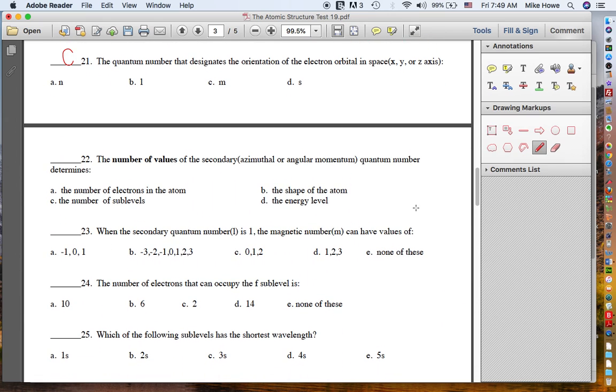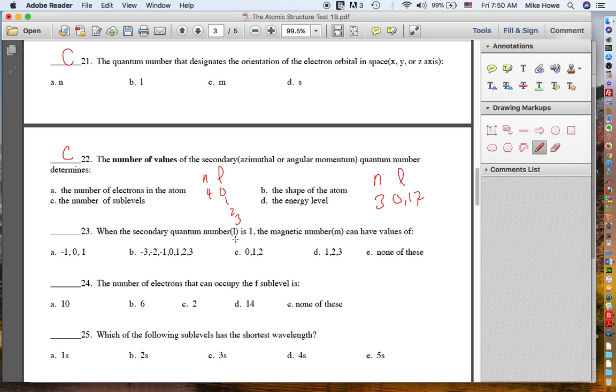Okay, the number of values of L determines the number of sublevels. So if n equals 3 and L equals 0 or 1 or 2, there are 3 possible values, that's 3 sublevels. C. If n equaled 4, then L would be 0, 1, 2, or 3. So that'd be 4 sublevels. Like we said a minute ago, there's 4 sublevels in the 4th energy level.